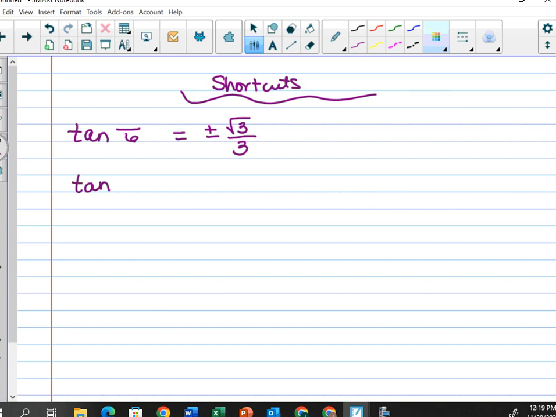Tangent of the over 4s, so pi over 4, 3 pi over 4, all of those. Again, you have to determine the sign based on the quadrant. That will always be 1. That makes sense now. Yes. Okay. Tangent of the over 3s: always root 3.